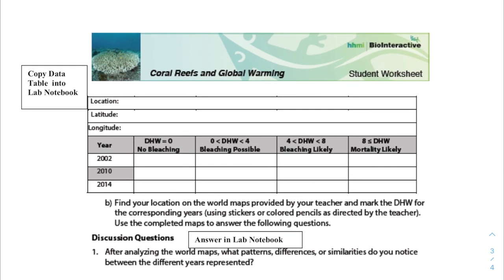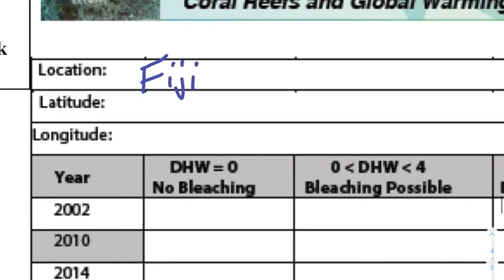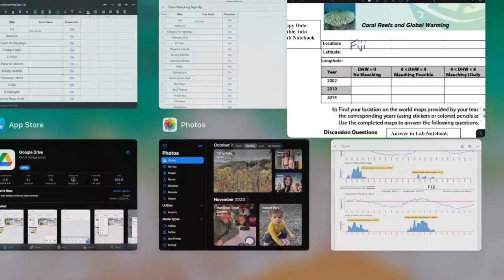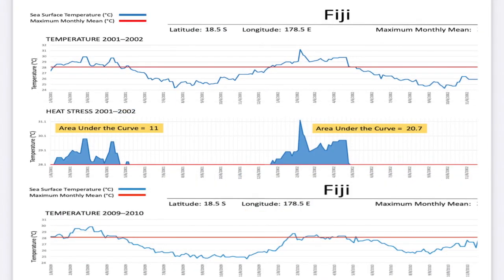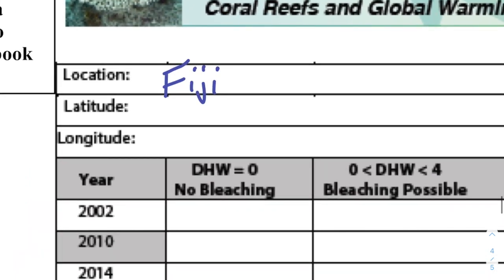So this is the page that we want to go to, and so we want to put down our location. So here, obviously, I'm going to put that my location is Fiji, and then my latitude and longitude. I want to get that. I'm going to need that. So it looks like the latitude's 18.5 and then 178.5.